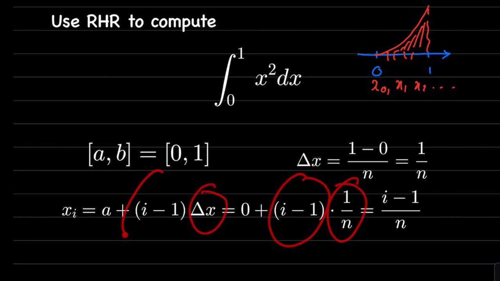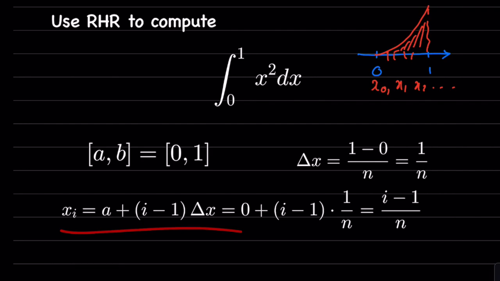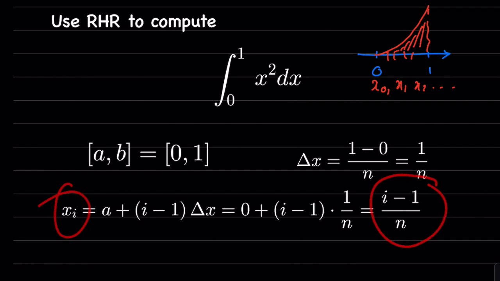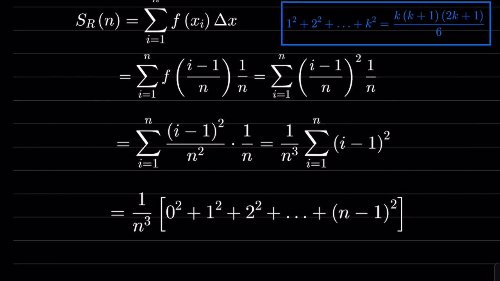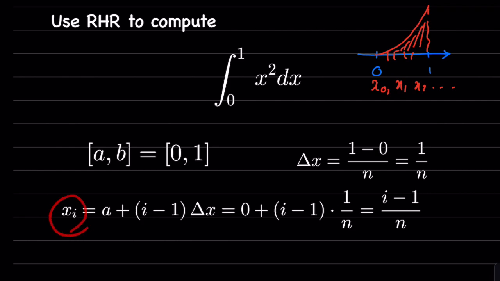So I have delta x equal to 1 over n, I have i minus 1, and in this case, a is the left-hand side of the interval, which is 0. If you simplify this formula, that's going to be i minus 1 divided by n. So xi is equal to i minus 1 divided by n. Now I'm going to use the right-hand rule to compute our estimate. This is the formula we have for the right-hand rule, and remember that we have a nice formula for xi.